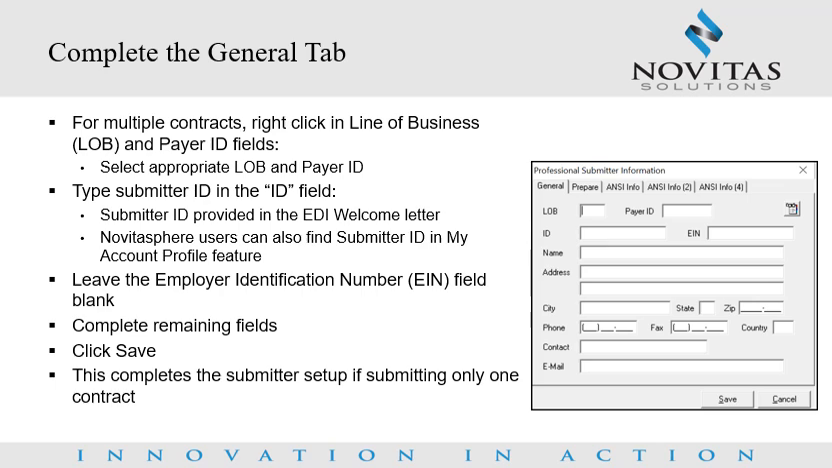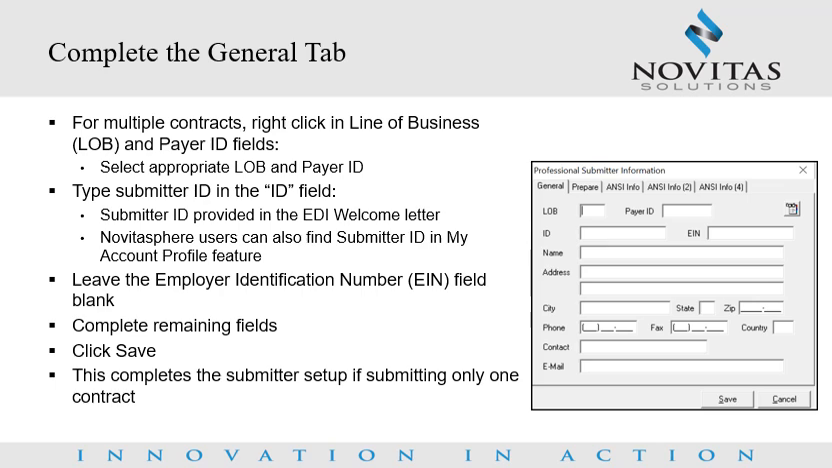For multiple contracts, the provider will right-click in the LOB and payer ID fields and select the appropriate line of business and payer ID. The provider will then type their submitter ID in the ID field. The submitter ID is provided in the EDI welcome letter, and Novitas Sphere users can also find the submitter ID in the My Account Profile feature.